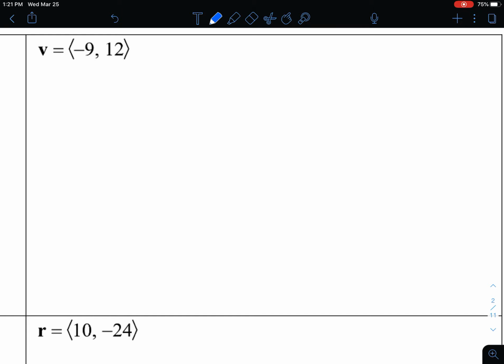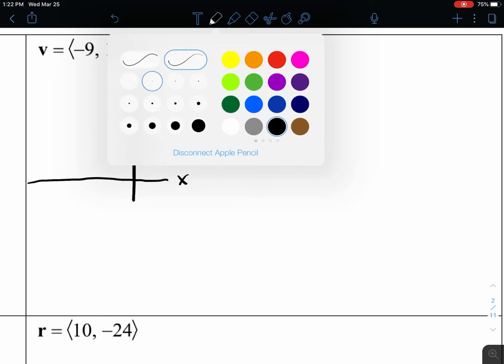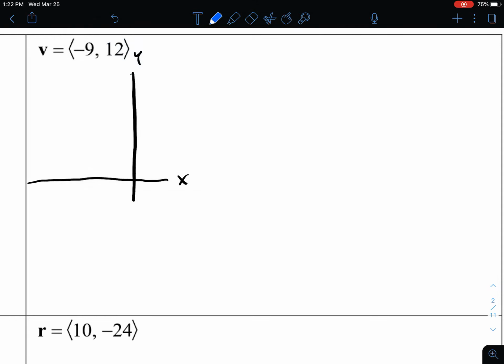So this vector here, vector v, points in quadrant 2 because it has a negative x component and a positive y component. So I'm going to draw quadrant 2. All right, so there's y, there's x. And so this vector goes to negative 9 on the x, and it goes up to 12 on the y. And so it would start at the origin and then go to that point, and I'd have to put a tail on the end, so that way I see which direction it goes.